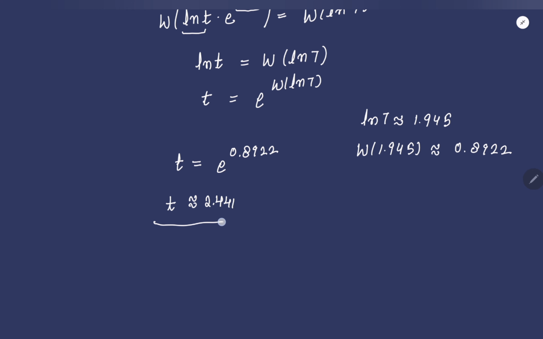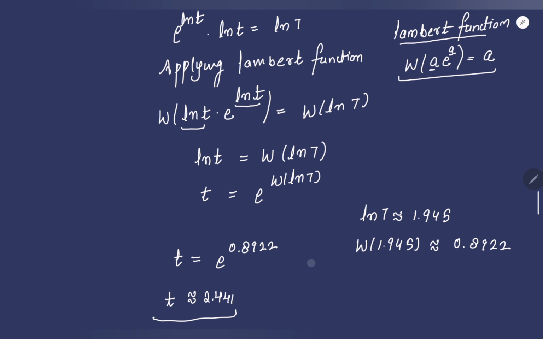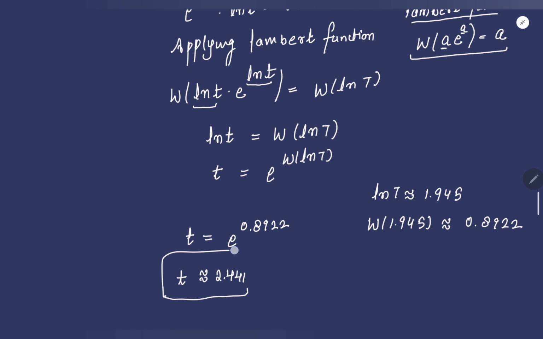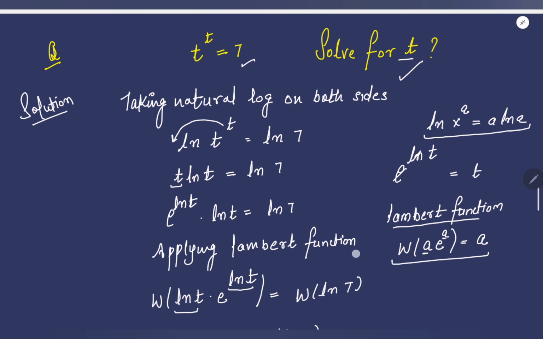So what is t then? You were supposed to find the value of t, and what is t now? t is equal to 2.44. Okay, so here we are done. We have found out the value of t.